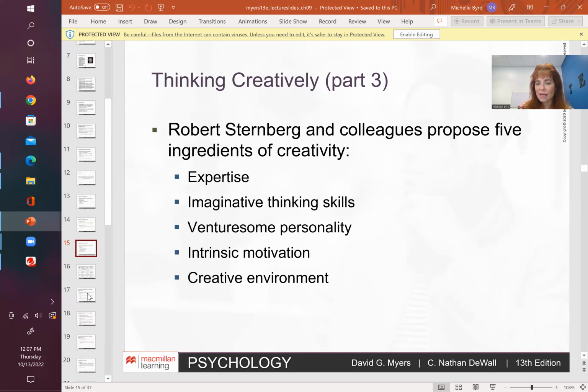Robert Sternberg and colleagues produced 5 ingredients of creativity. They boiled it down in these 5 ways: expertise, imaginative thinking skills, venturesome personality, intrinsic motivation, where you want to be motivated from inside, and a creative environment. A creative environment is always very helpful.